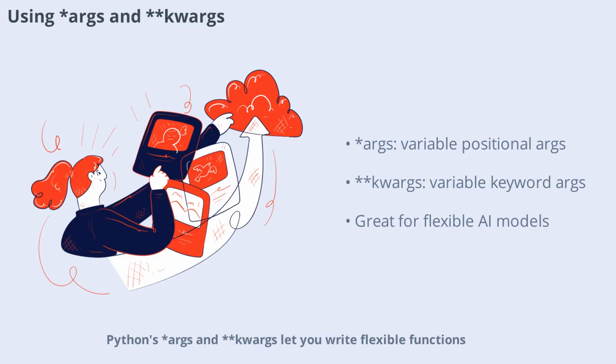Python's *args and **kwargs let you write flexible functions that accept any number of positional or keyword arguments. *args collects extra positional arguments as a tuple, while **kwargs collects keyword arguments as a dictionary. This is especially useful in AI, where model configurations can vary widely between experiments.